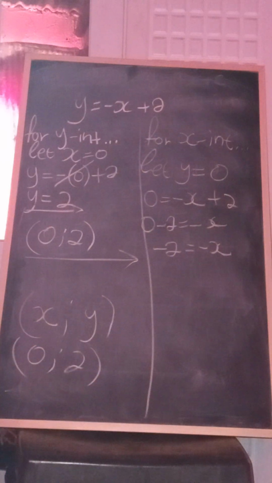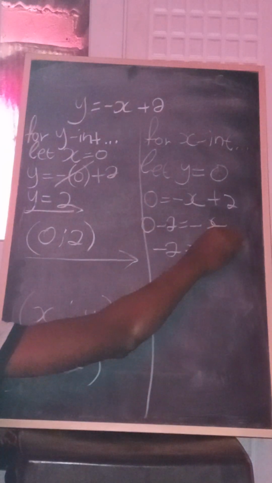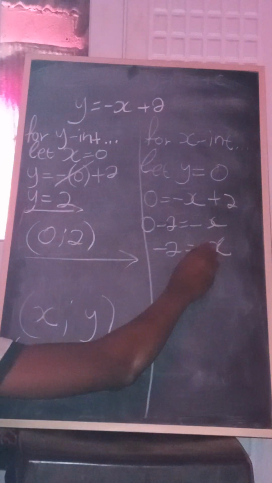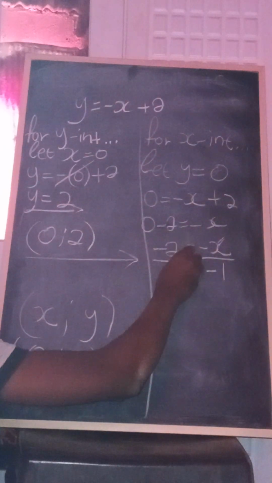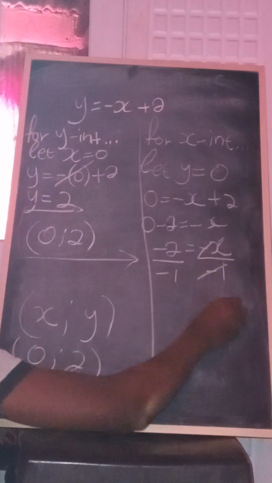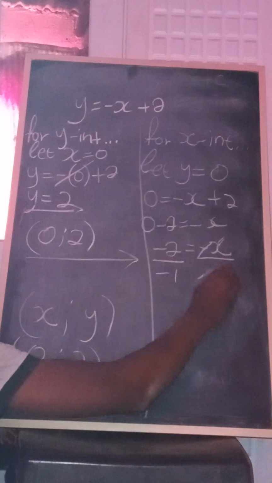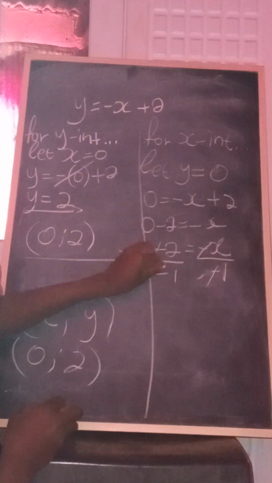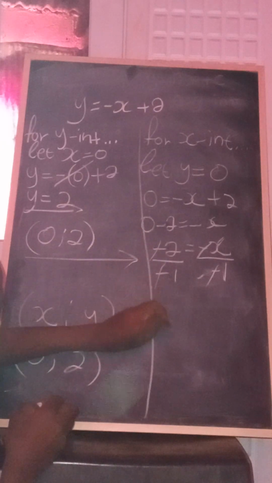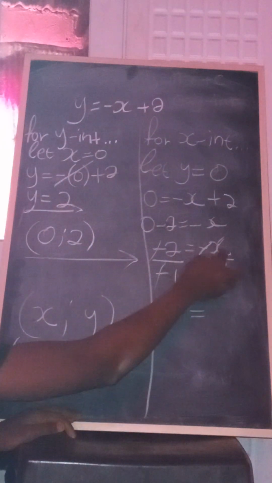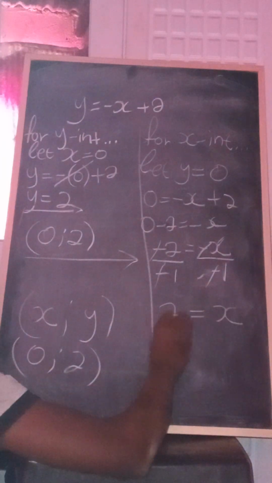Now, because you have negatives on both sides, you'll have to eliminate this negative sign. Then you'll divide by negative 1 on both sides, because negative 1 is a neutral number. This negative will cancel this negative, and this negative will cancel this negative. Then we are left with 2 divided by 1, which is 2, equals x, because on this side x is the only one that is left.